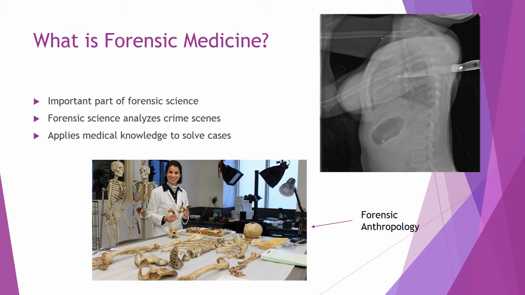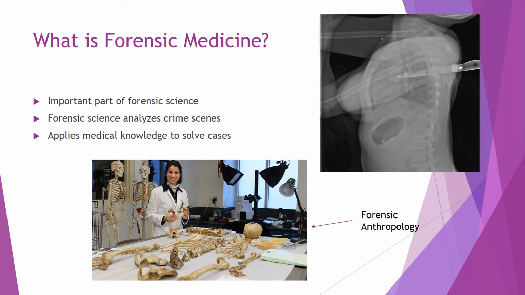So first of all, what is forensic medicine? Forensic medicine is actually a part of a system called forensic science, and it's a very important part of forensic science. Forensic science specifically is where crime scenes are analyzed to figure out exactly what happened during a crime. And forensic medicine utilizes and applies medical knowledge in order to answer questions about the crime that was committed. So it's very, very important when trying to figure things out.